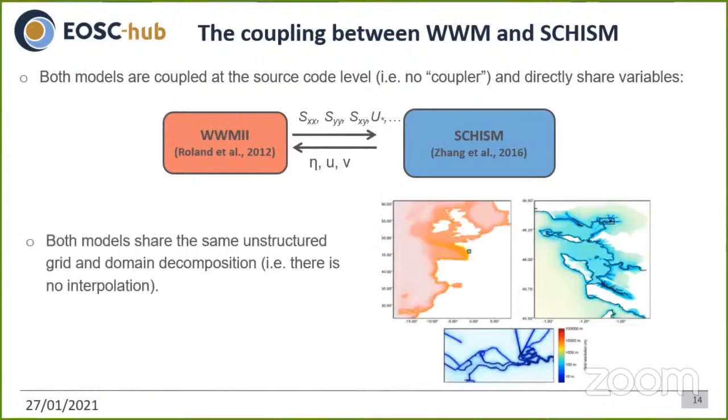Both models share the same unstructured grid and the same domain decomposition, which means that there is no interpolation and the coupling is very efficient. In this figure, you can see one of the largest applications that we did in La Rochelle. This is a grid that covers the whole Northeast Atlantic Ocean with a resolution that ranges from a few kilometers in deep water to 3 meters along the shoreline, along the dikes and the barrier that usually prevent flooding.